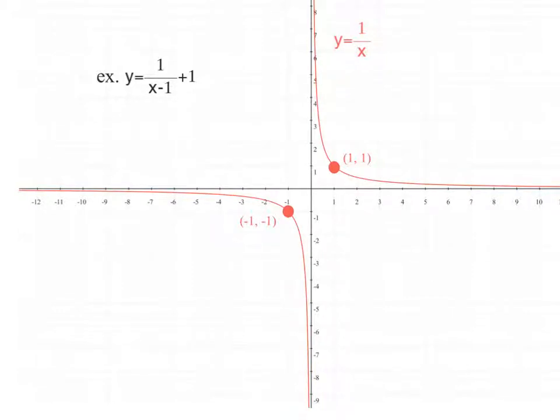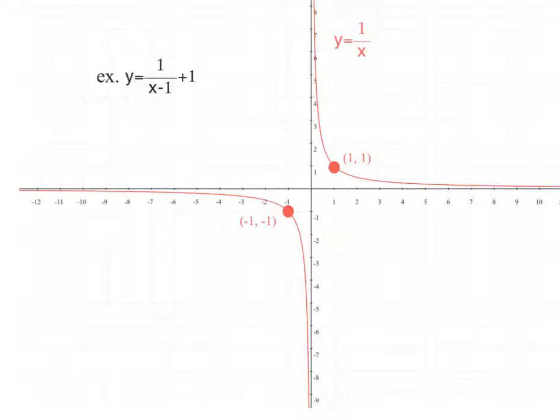Of the 6 parent functions on page 176, this one matches up to y equals 1 over x. The graph of 1 over x has 2 separate asymptotes. It has one on the x-axis and one on the y-axis. When you translate, those asymptotes will also move. So I want to identify exactly what the h and k values are for this one.